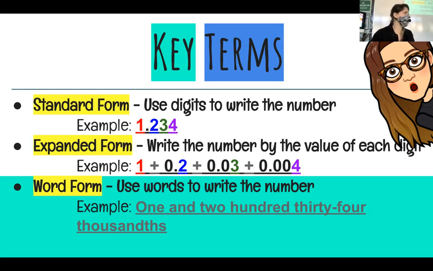Standard form is the easiest way. Standard meaning the most basic. We are just going to list all of the digits in the number. So there's my sample one. 1.234. Done. Basic, standard. Expanded form is when we stretch it out.